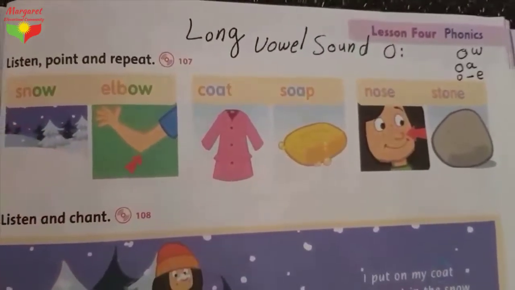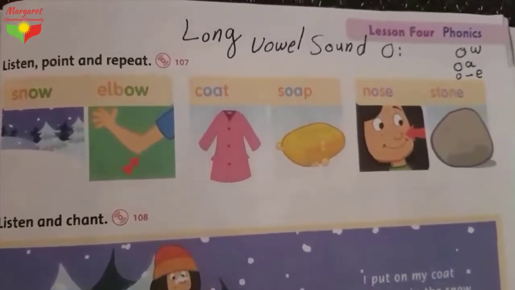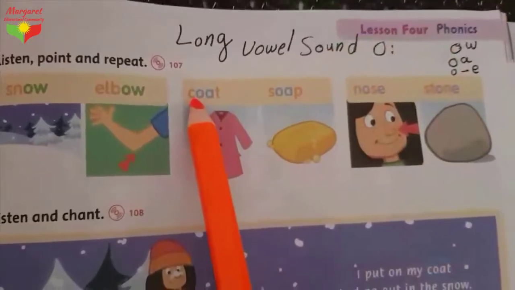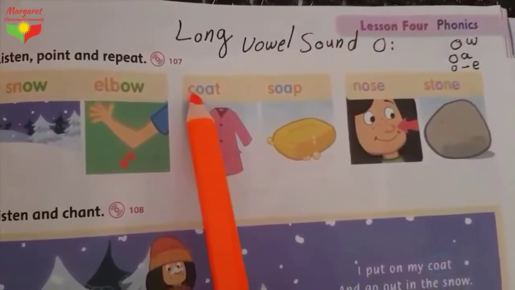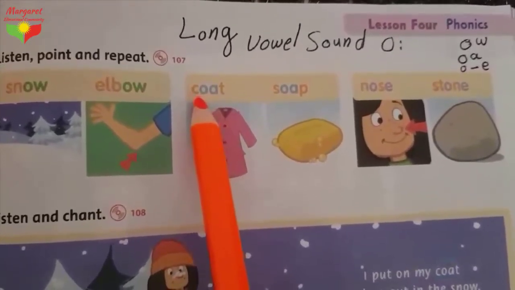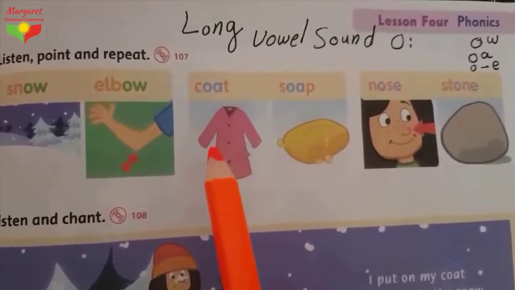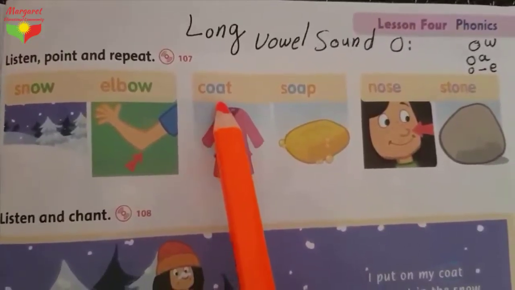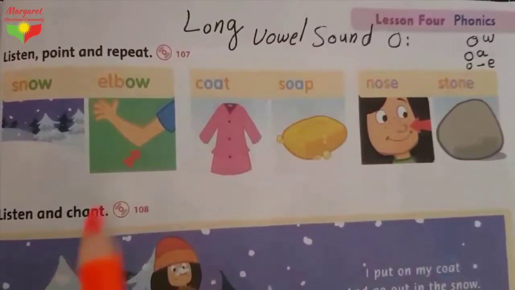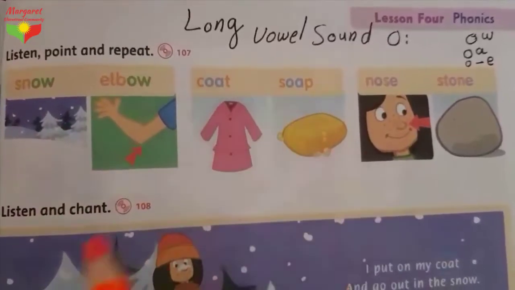You can't pronounce it shortly. You can't say snow, snow. Nope. You have to make it long. You have to say snow, elbow. And another pattern, we have O, A. When we have O, which is followed by another vowel sound, which is A, at this time, this O will be long. You have to read these words in this way. It will be coat, soap. You see? Snow, elbow, coat, and soap.